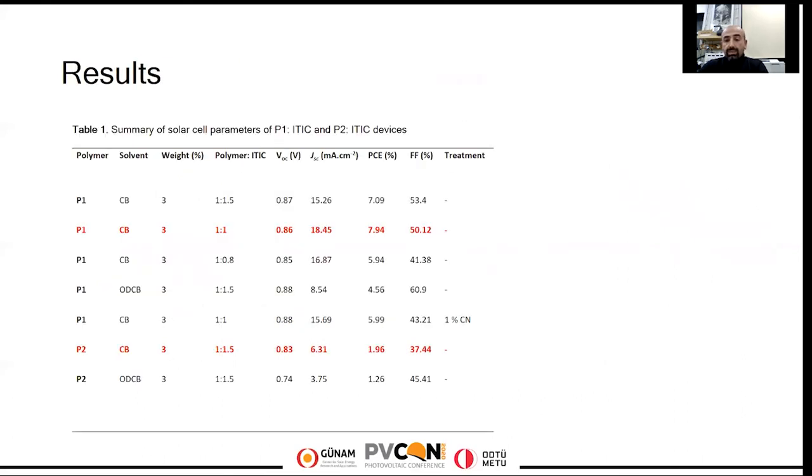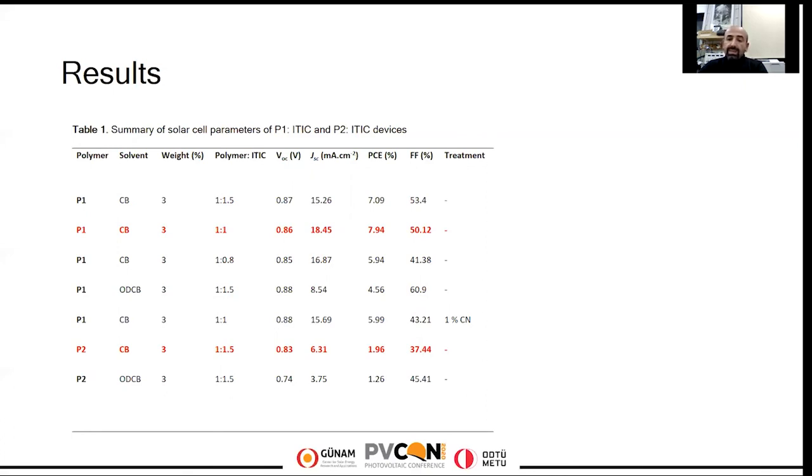Here are solar cell parameters of our devices. The first polymer exhibited the best performance. Various polymer and acceptor ratios were prepared. We obtained the best performance with a 1:1 ratio, at 7.94%. For the first polymer blend, here you can see we have done a chloromethylene additive treatment. This is generally supposed to enhance the device performance, but it didn't work here. So the best result was obtained without any additive.